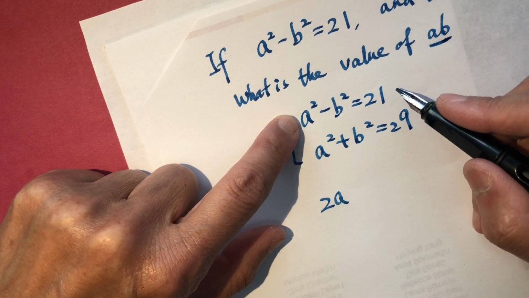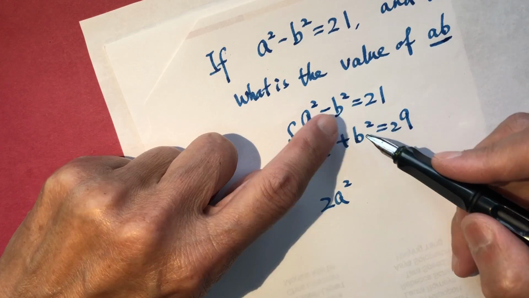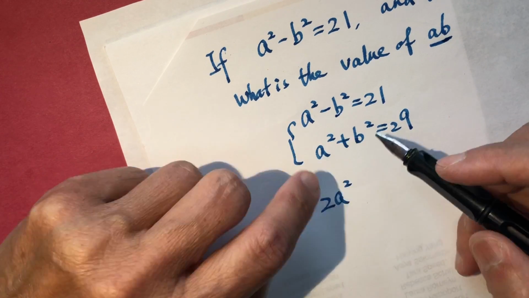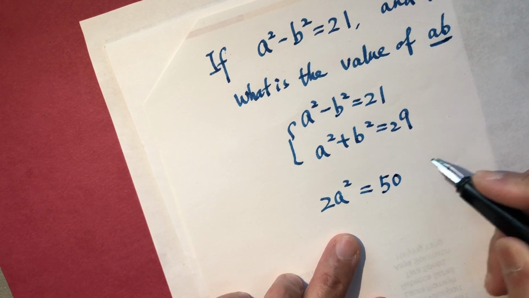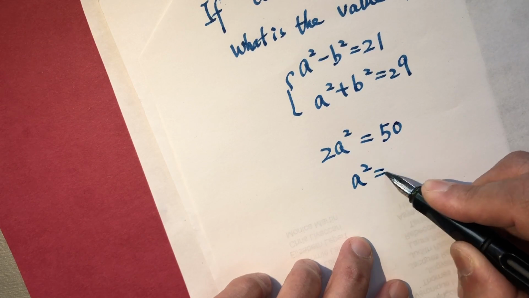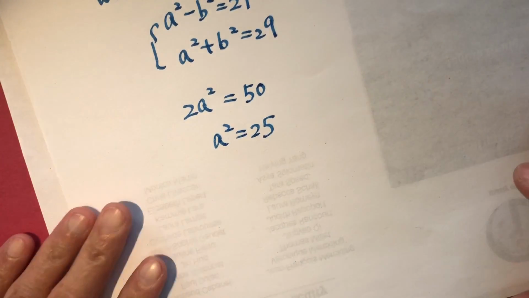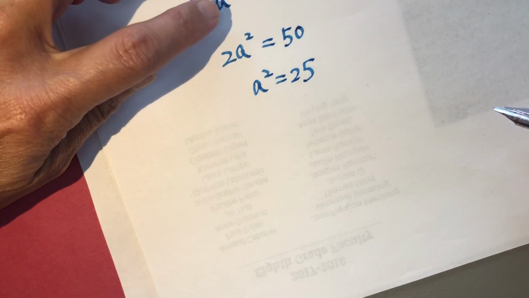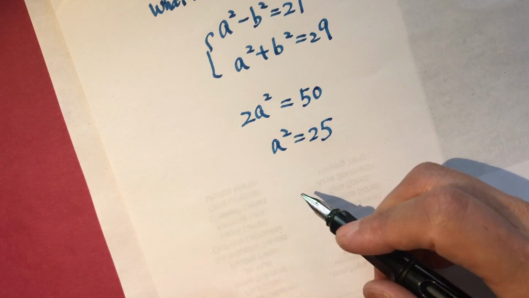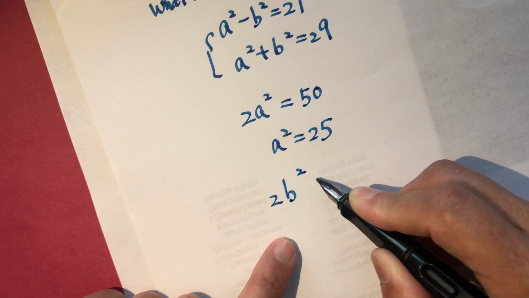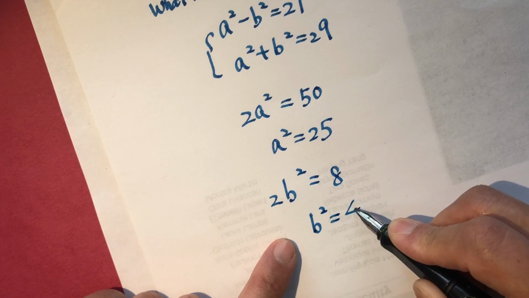Then the first equation plus the second equation: 2 a square, the plus and minus cancel out. 2 times a square equals 50, so a square equals 25, right? Fair and square, we got it. And the second equation minus the first equation becomes 2b square equals 8, and b square equals 4.